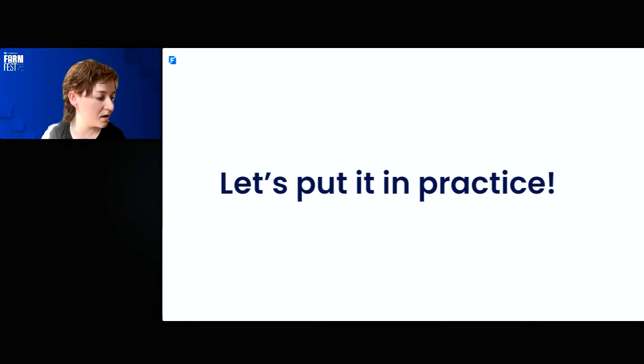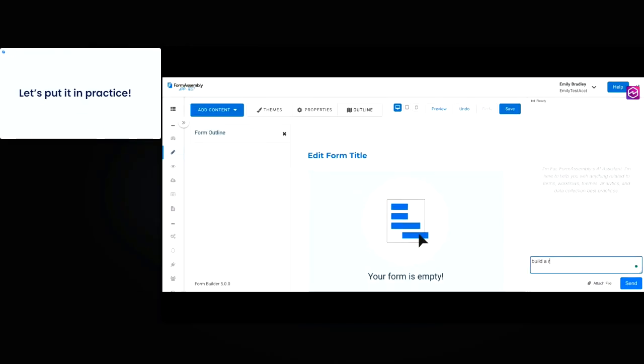So I'm going to start off by asking Faye to build a registration form for an 80s themed dance event. And then I'm going to give it a restriction by saying limit the form to ask 5 questions.